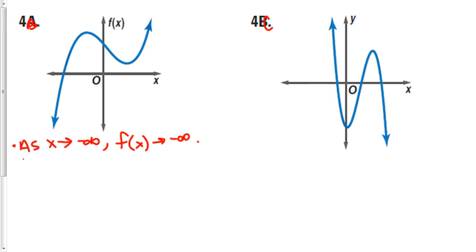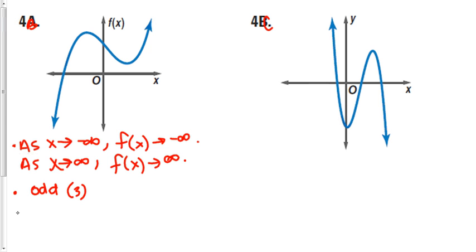Your second sentence should say as x goes to positive infinity. Of course, we're meaning as we move to the right. Where's the graph going? Well, this graph is going up to positive infinity. So as we go to the right, f of x is going to positive infinity. After that, we had to state if it was even or odd. And if you want to count the degree, you can. It's 1, 2, 3. It's degree 3, so it's odd.